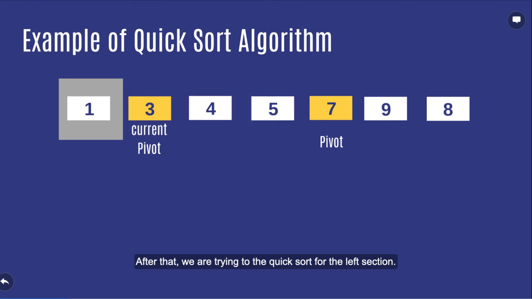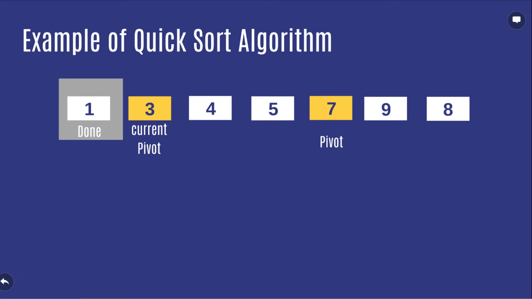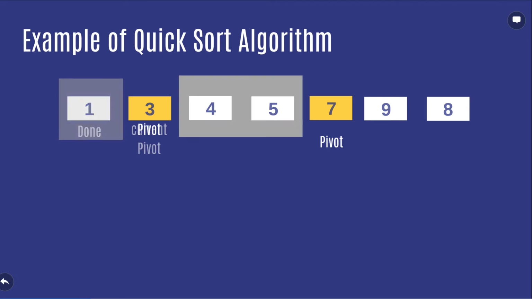After that, we try to quicksort the left section, but there is just one element in the left subarray. Thus, we need to stop the quicksort for this subarray and then return to the work for the right subarray. Now we are going to start quicksort again for the right subarray that has the values 4 and 5.